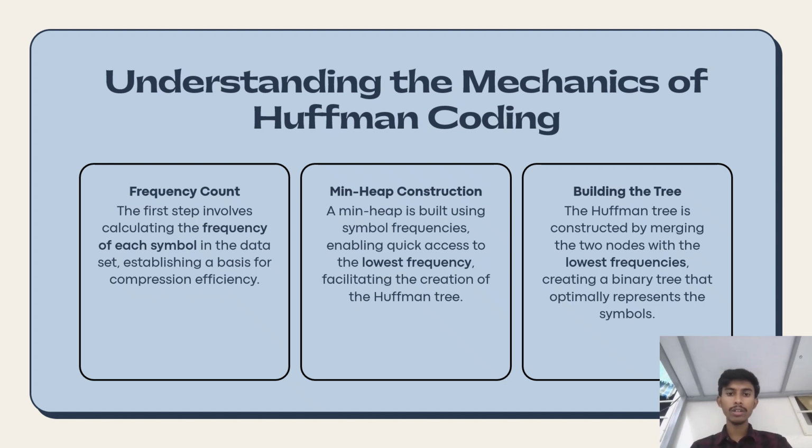I'm going to tell about the mechanism of Huffman coding. First, we calculate the frequency of each symbol. Next, we create a min heap to easily access the symbol with the lowest frequency. Finally, we build the Huffman tree by repeatedly merging the two least frequent nodes.